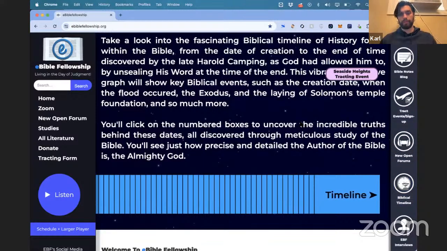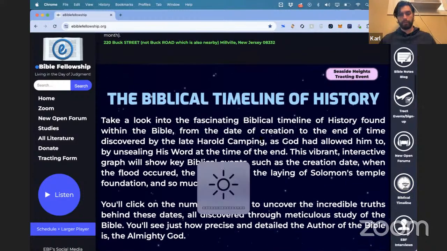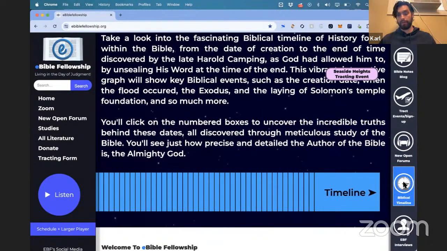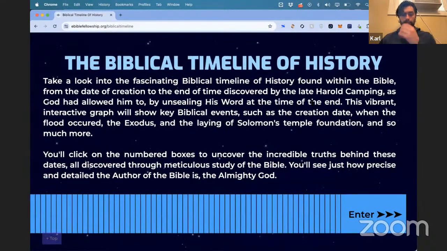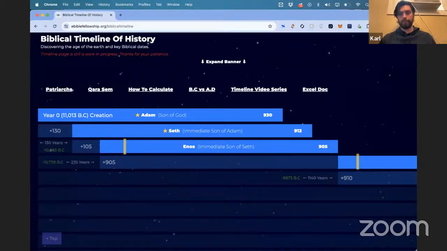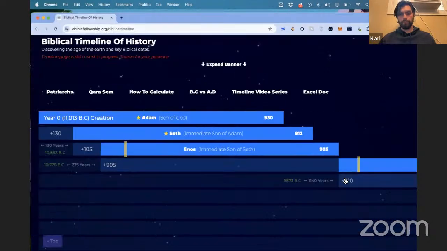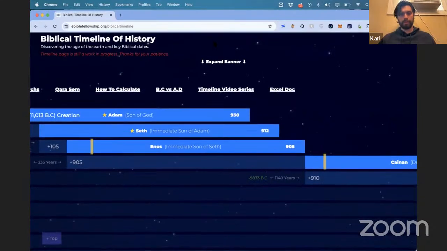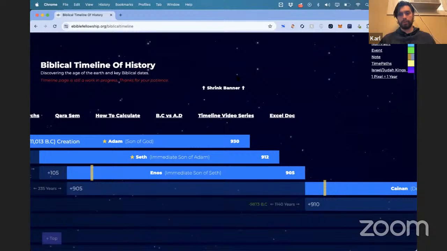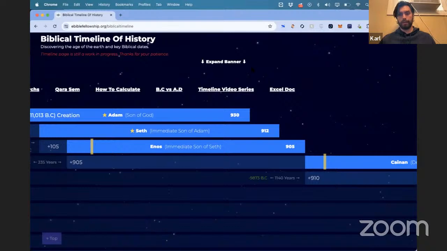I just added this on the home page so it creates more traffic, I guess. More people can see it if they don't know about this option. So what you want to do is just click the timeline. And then when you get to this page, this will give you a brief intro about the timeline. And then you can either scroll down or just press enter, and that'll take you here. I cleaned up a little bit of the top space because it was taking up a lot of clutter. If you want to see these other options here, you can just click the expand banner, and you can also shrink it back. It just adds a little more space.